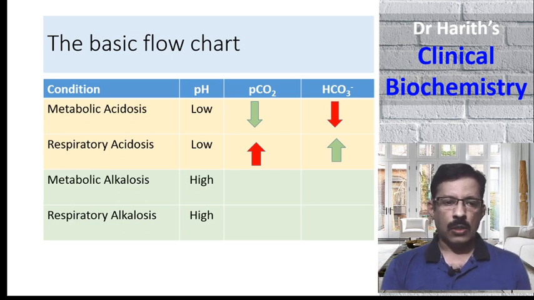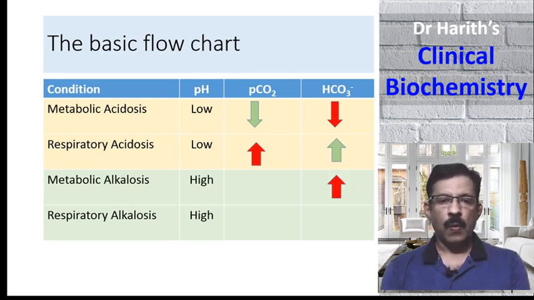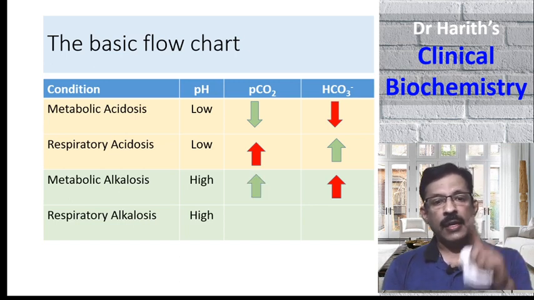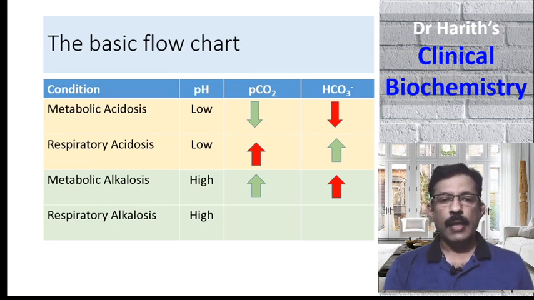Metabolic alkalosis. What would be the primary event? The primary event in a metabolic alkalosis will be that the bicarbonate levels are high. A high bicarbonate level will produce alkalosis. This is an example of metabolic alkalosis. In order to offset this alkalosis, the body will try to retain all the carbon dioxide, and so you will have an increase in the PCO2 as a compensatory mechanism.